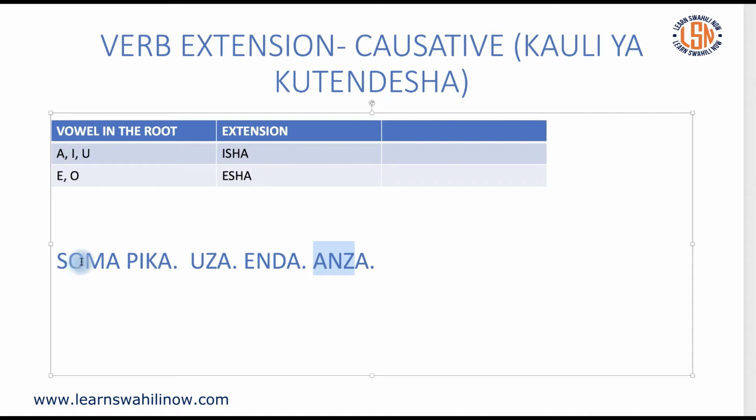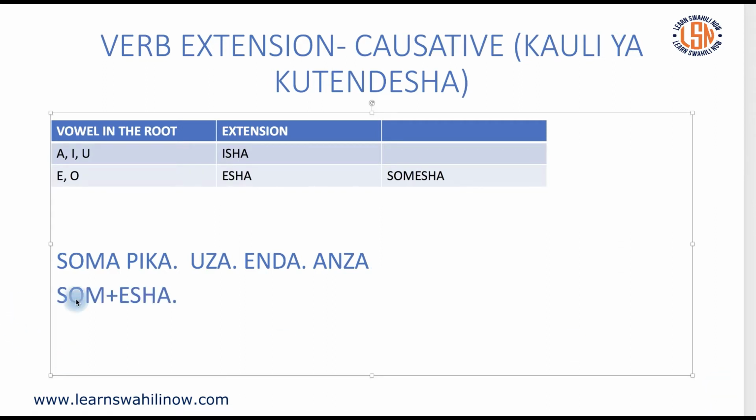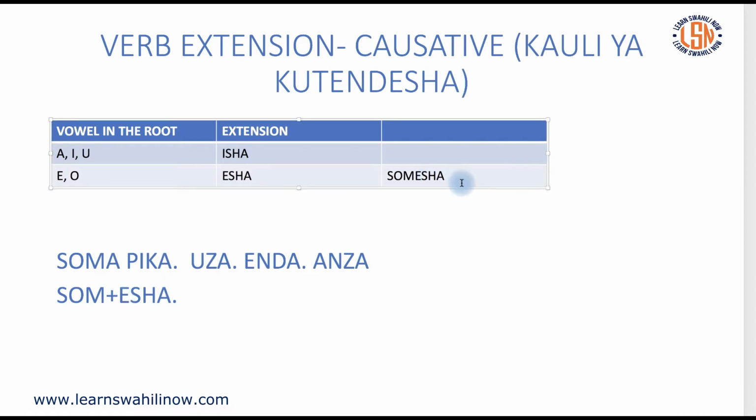So you look at the vowel in that root, and that is what you use to determine what the extension will be. So for instance, in the verb soma, the vowel in the root is, yeah, you got it, O. So we know that it's going to end with somesha. So what you simply do, you take the root of the verb and then simply attach the extension esha to it, and that gives us somesha.